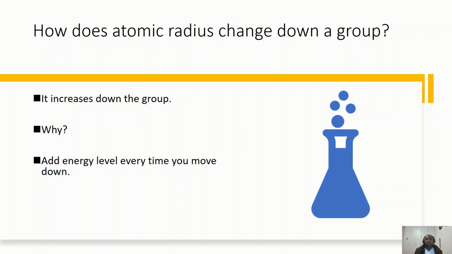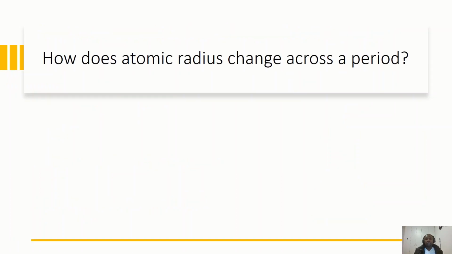That's just a straightforward explanation for that. Every time you move down the group, you have a new energy level, and more energy levels mean more electrons and a larger atom. So how does the atomic radius change across the period? It's going to decrease across the period.